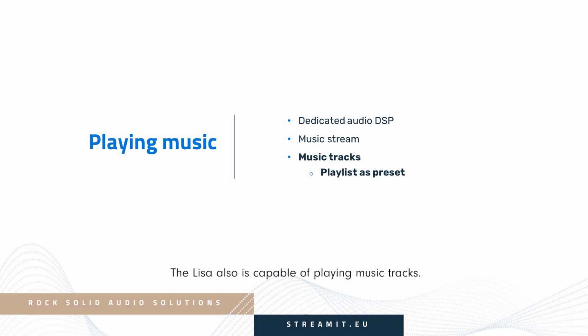The Lisa is also capable of playing music tracks. These are always played from a playlist. The format of the playlist is described in the user manual. The playlists, maximum 50, should always be available on the SD card. The names of the playlists are also very easy: 1.pls to 50.pls.